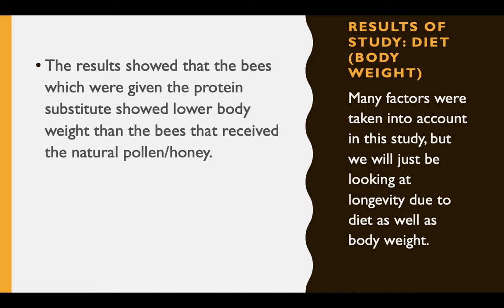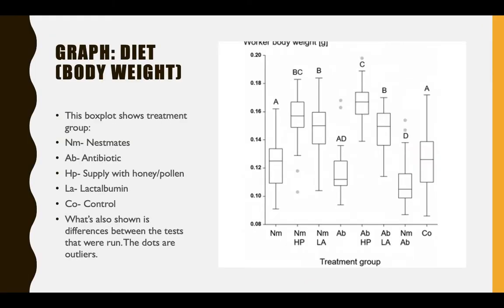Many factors were taken into account in this study, but we will just be looking at longevity due to diet as well as body weight. So this graph shows the body weight as well as the treatment group. At the bottom you see the letters, which stand for the words that I will be saying on the side. This box plot shows the treatment group.